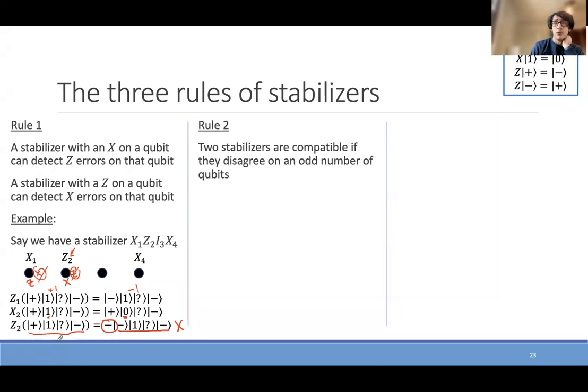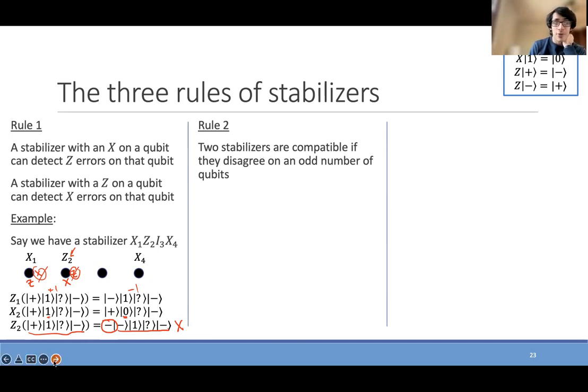Then we have a second rule of stabilizers. When we're writing down all the stabilizers we'd like to measure, we can't write down two incompatible stabilizers. There could be two stabilizers that can't both be true at the same time. So two stabilizers are compatible if they disagree on an even number of qubits.